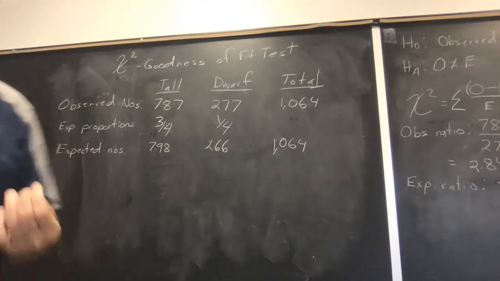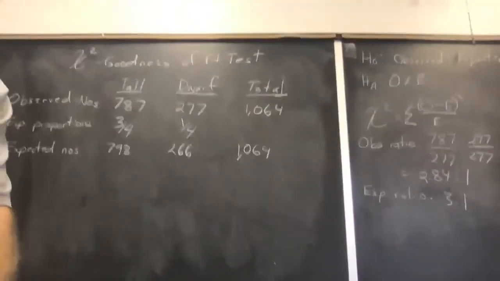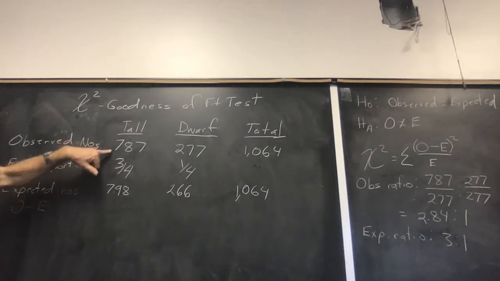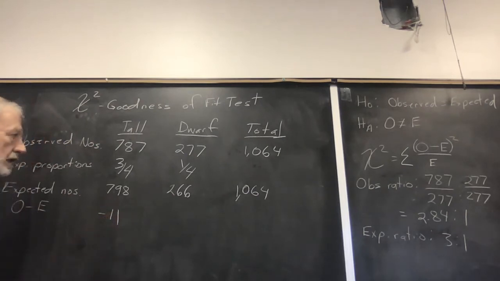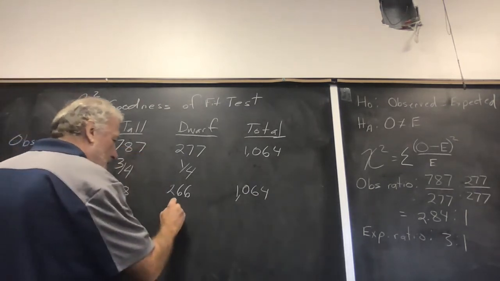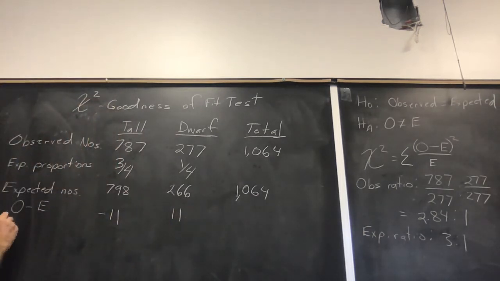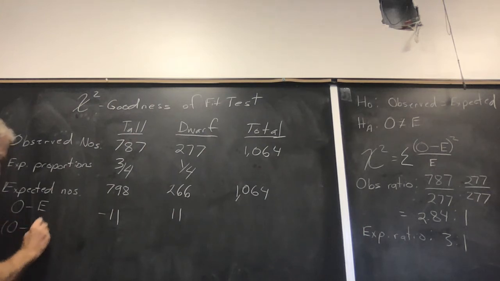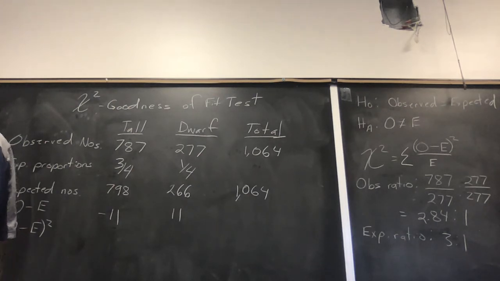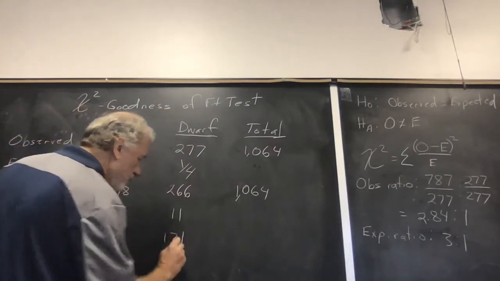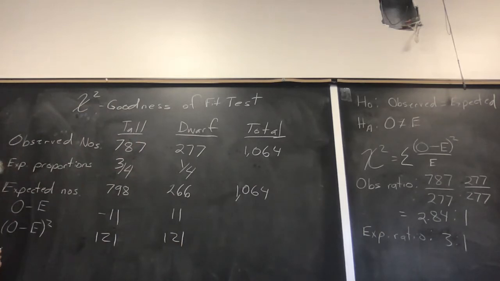Okay, then the next step in calculating our chi-square value is to subtract the expected from the observed. So 787 minus 798 is minus 11. 277 minus 266 is 11. And these numbers usually aren't the same in the different columns. It just works out this way in this example. Doesn't mean anything. Then we square them. This gets rid of the negatives, but we square them regardless of whether there's negatives or not. And so minus 11 squared is 121. 11 squared is 121.